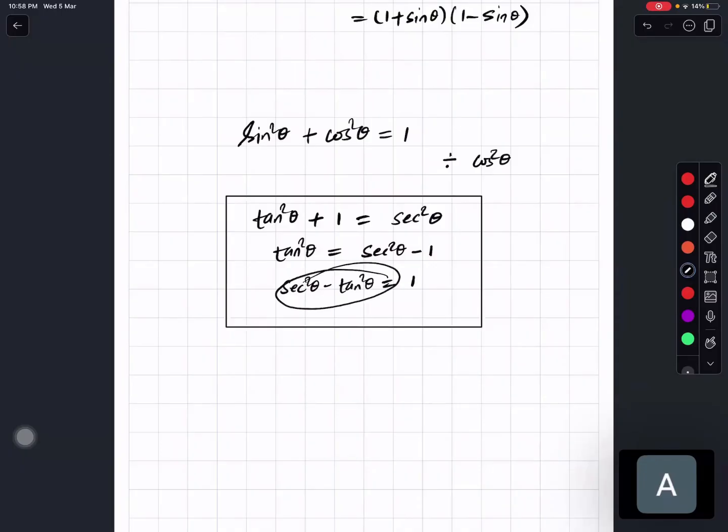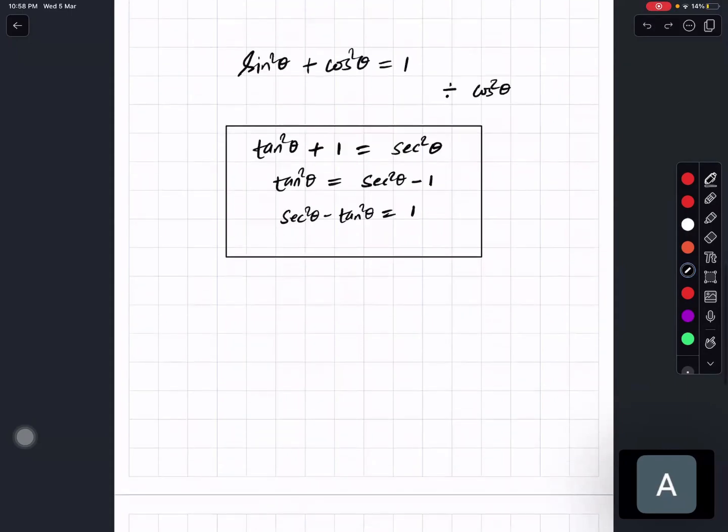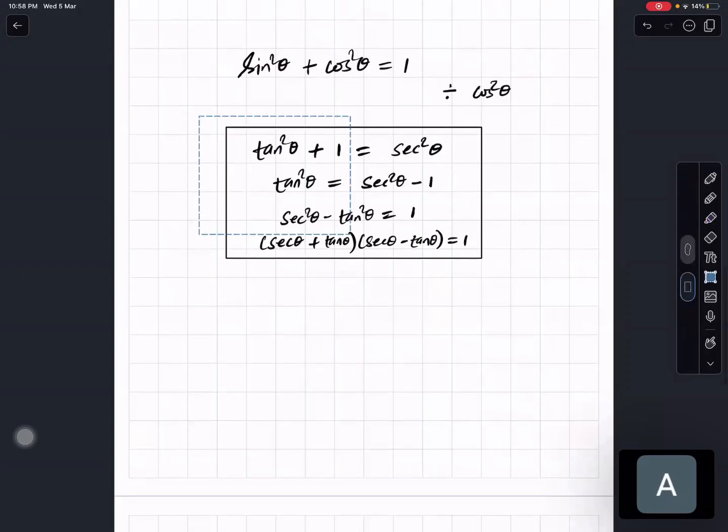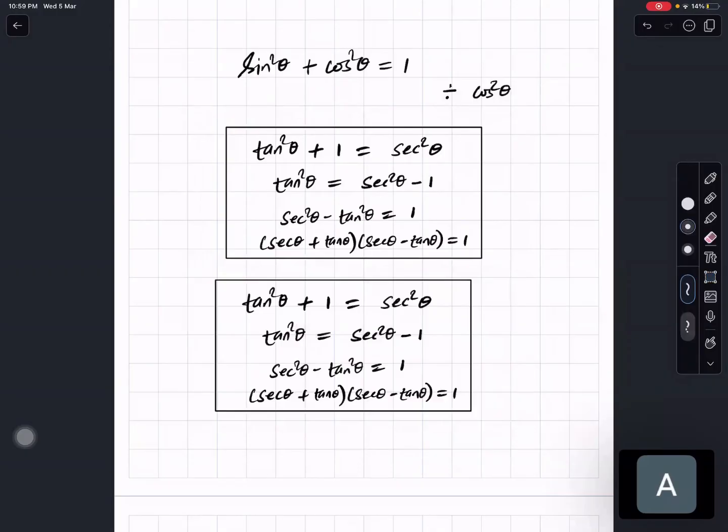And sec squared theta minus tan squared theta is equal to 1. You can also get a difference of the squares out here: sec theta plus tan theta into sec theta minus tan theta will also remain 1. And similarly, 1 plus cosine over sine, so 1 plus cot squared will get cosec. Correct, that is also right.